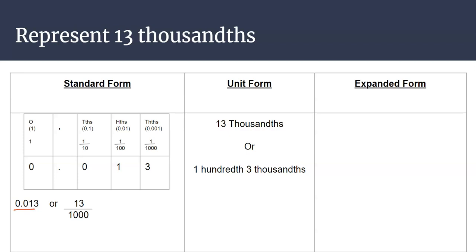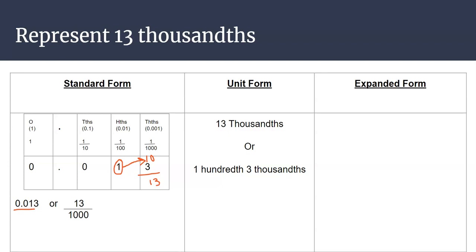That's standard form. In unit form, I can do this in two ways. I can either say I have 13 thousandths because I can take this 1 hundredth and change it into 10 thousandths. So then I have 10 plus 3, which is going to give me 13 thousandths. So I can either say I have 13 thousandths, or I have 1 hundredth and 3 thousandths.